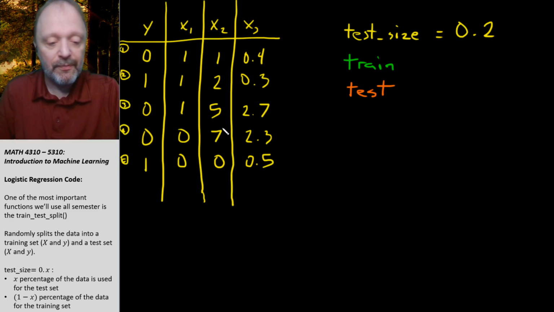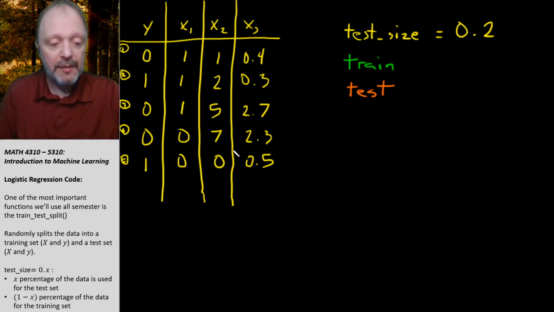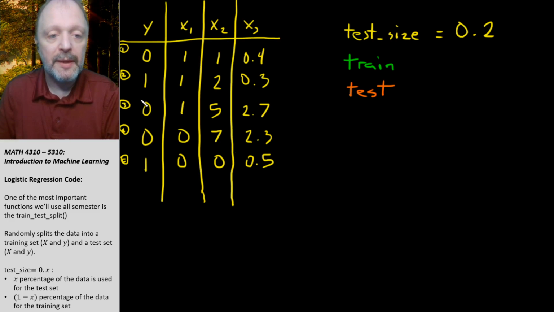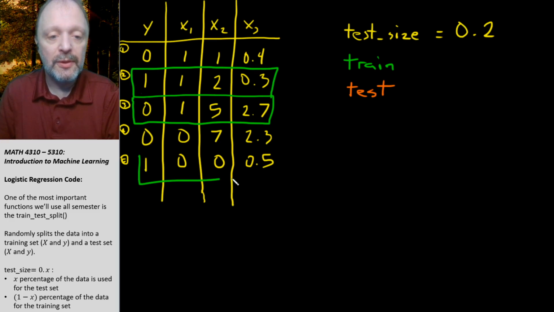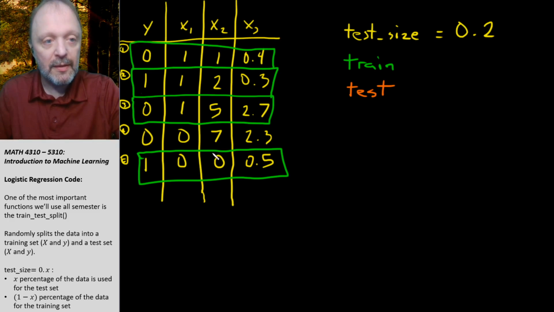All right. So when you call the train test split, it is now going to take 80% of these, so 4 out of the 5, and pick them at random to train with. And let's say that it picks maybe this one, maybe this one, and then this one. So it picks those 4 to train with, and then it will pick the 4th one as the test case.